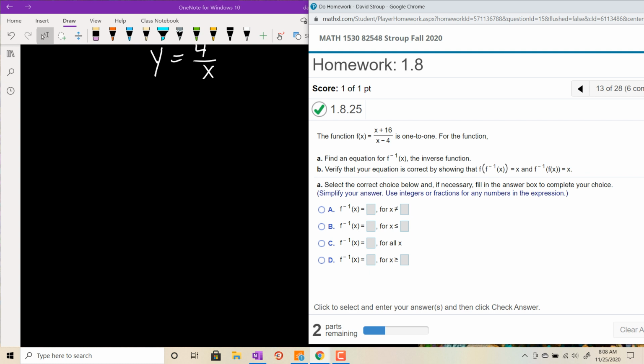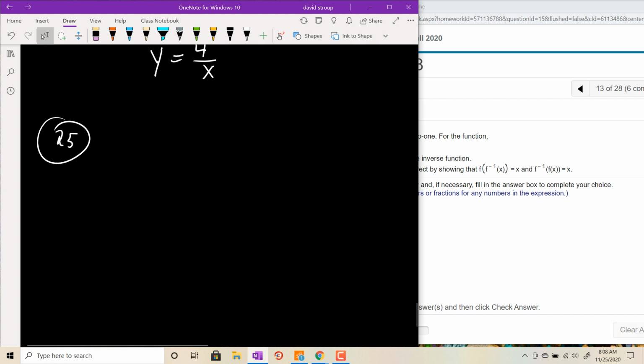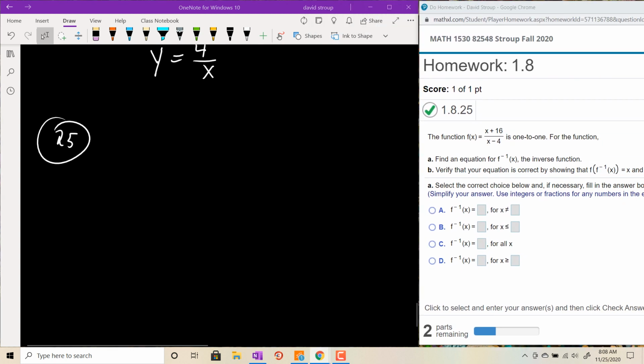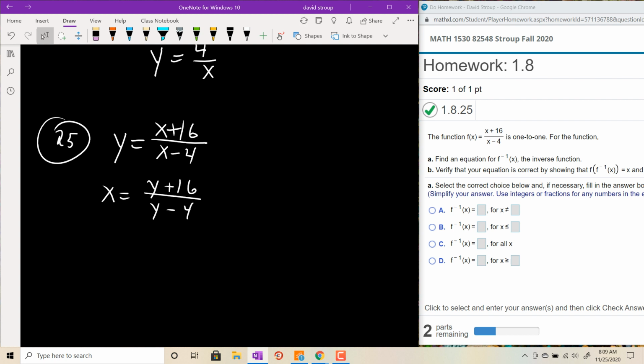So again, that's just a matter of swapping the variables and solving for the other one. So in this case, y equals x plus 16 all over x minus 4. So swap the variables. x equals y plus 16 all over y minus 4. Multiply both sides by y minus 4. You get xy minus 4x, if I distribute, equals y plus 16.